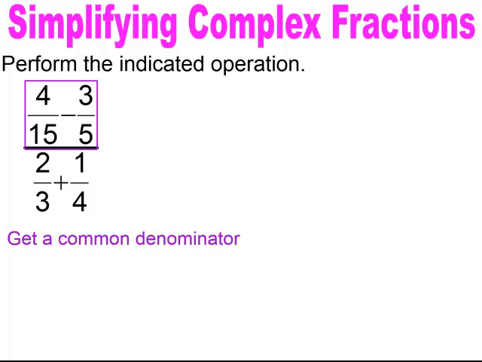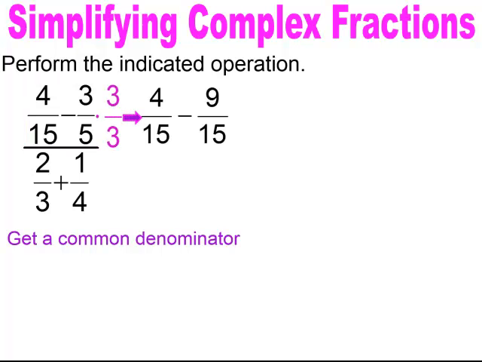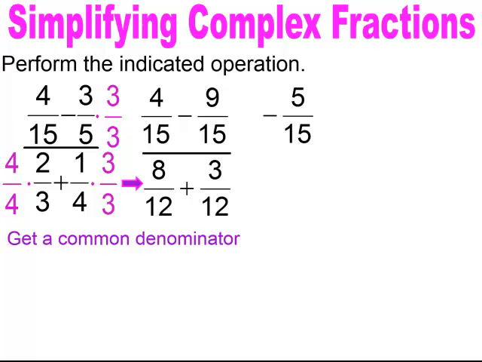Again, you need to get a common denominator. 5 divides into 15, so my common denominator will be 15. So I get 4 over 15 minus 9 over 15, which equals a negative 5 over 15. For the bottom part, for the common denominator, I'll have to multiply the two denominators together, so I'll end up with the common denominator of 12. So my converted fraction would be 8 over 12 plus 3 over 12, and I end up getting 11 over 12. Now I have a complex fraction that I can work with.